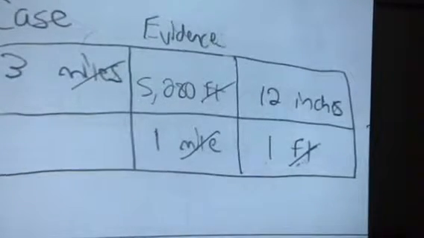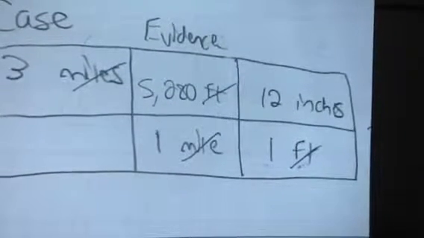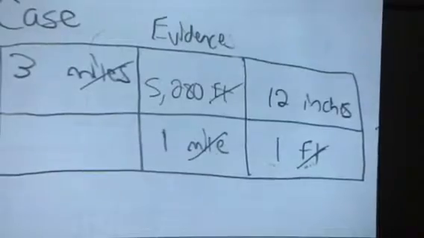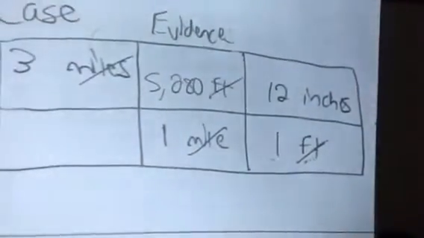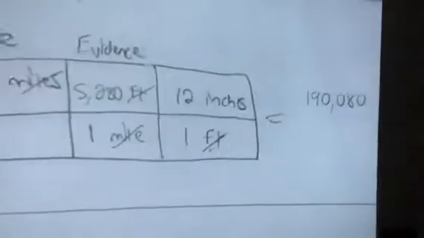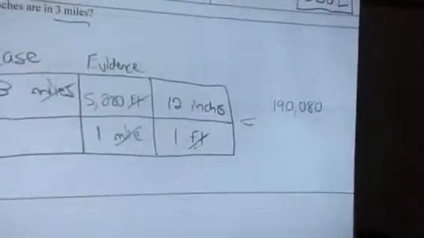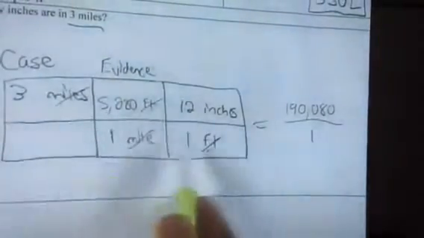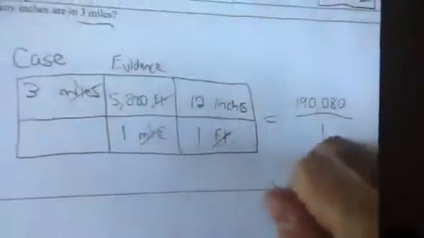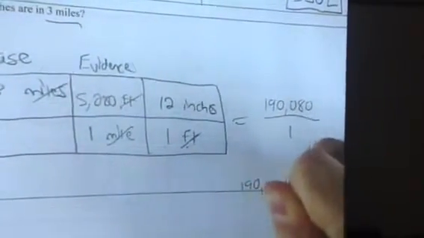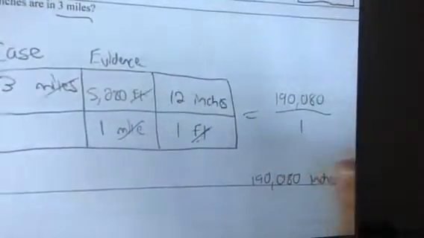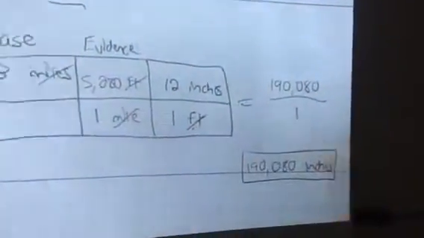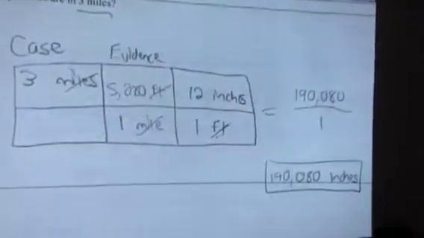3 times 5,280 times 12. You can multiply that out on your paper. I'll go ahead and tell you it's 190,080. Okay, so I'm just multiplying straight across. I got 190,080. Alright, and then here in the denominator, I've just got 1 times 1. That's just 1. Everything has canceled except for inches. So this is 190,080 inches.